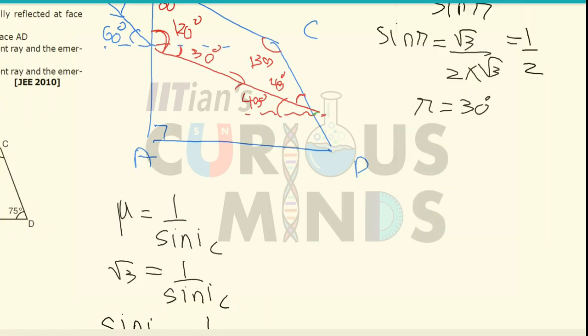So if I draw the total internal reflection at this point, this angle will also be equal to 45 degree, and this angle will also be equal to 45 degree. This angle over here is given as 75. So this angle will come out to be 75 plus 45, which is equal to 120. So this angle will come out to be 60 degree. So at the surface AD, the angle of incidence, this angle, will be equal to 90 minus 60, which is equal to 30 degree. That is less than the critical angle. So the ray will emerge from AD.